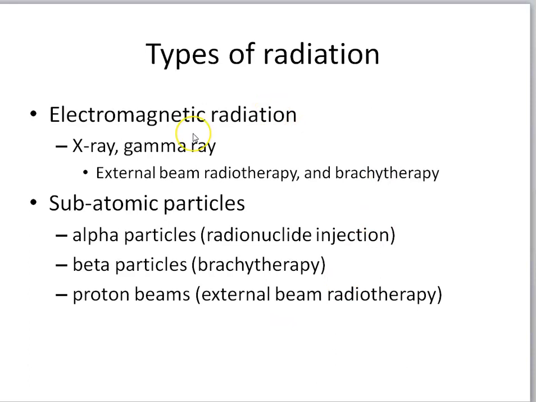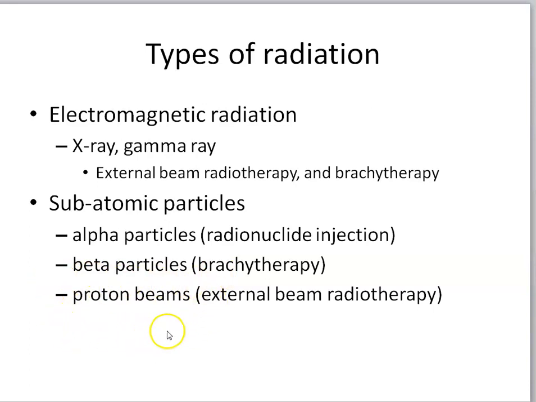So we're going to look at different sorts of radiation that can be used for radiotherapy. We can either use electromagnetic radiation, which is basically just the extension of the light spectrum, so X-rays and gamma rays, typically used in external beam radiotherapy and to some extent brachytherapy. Or we can use subatomic particles, so alpha particles, beta particles and proton beams. Alpha particles are relatively large helium nuclei. Beta particles are electrons, primarily emitted from brachytherapy, which is implants of radioactive materials.